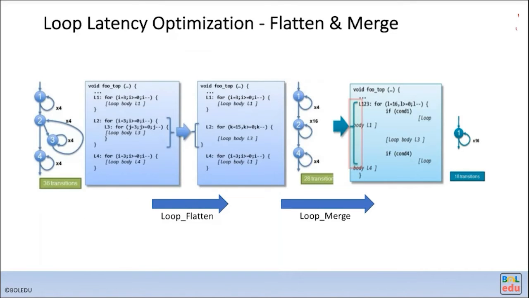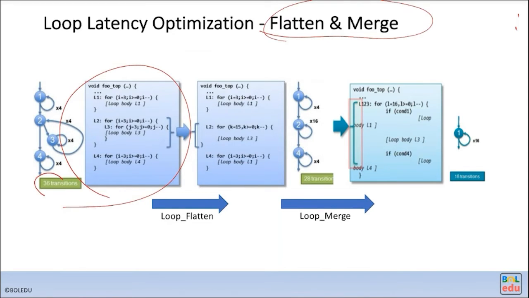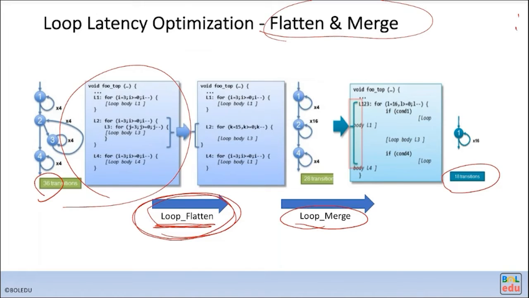This slide gives you a summary for flatten and merge. You can see from this original code, you have 36 transitions. You first apply loop flatten, and then apply loop merge. Then you can get 18 from 36, half of it. You do the same amount of work, but you eliminate half of the overhead for doing the loop entry.